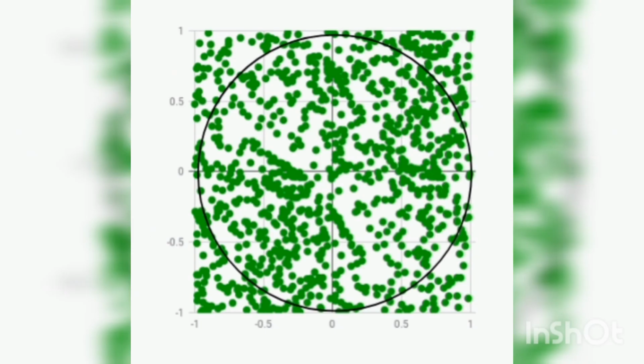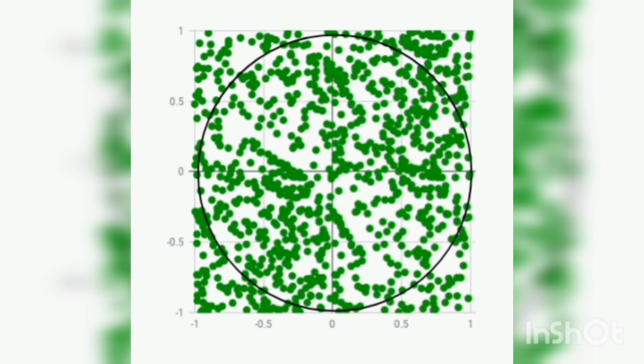The basic idea of the Monte Carlo method for estimating pi is as follows. Imagine a square with side length 2, centered at the origin, and inscribe a circle with radius 1 inside this square. The area of this circle is pi, since its radius is 1.